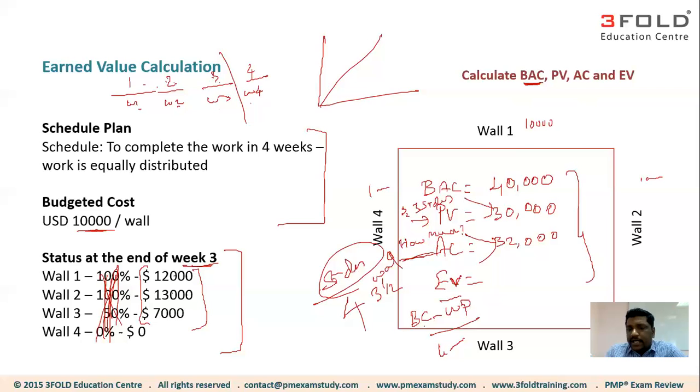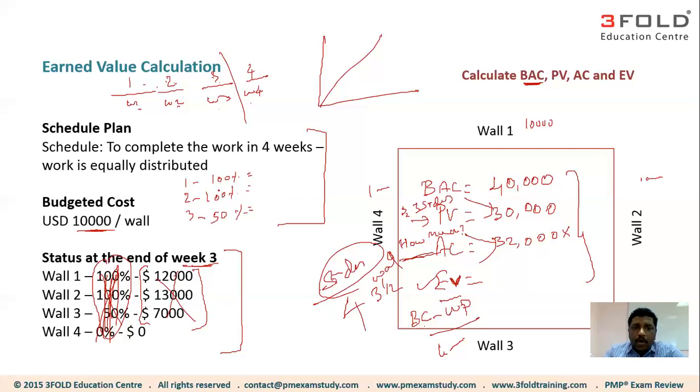When you calculate earned value, do not look at the actual cost. It is of no relevance. Okay. All right. Now, I want to find the progress, and here is the progress. Wall 1, I completed 100%. Wall 2, I completed 100%. Wall 3, I completed only 50%. How much money I spent? Irrelevant. Don't even think about it when you're calculating the earned value.